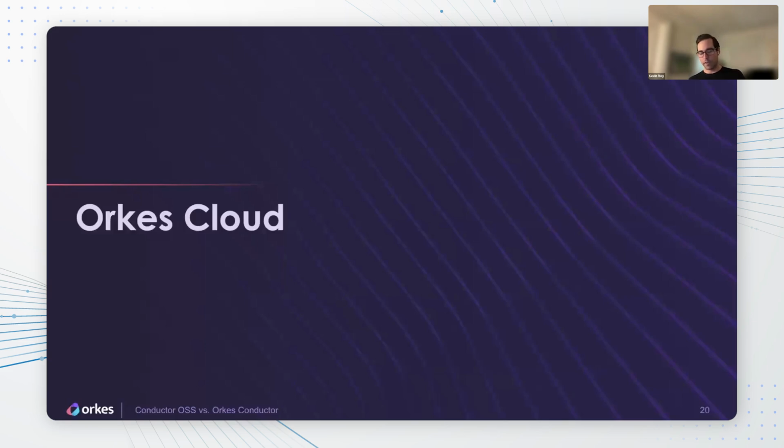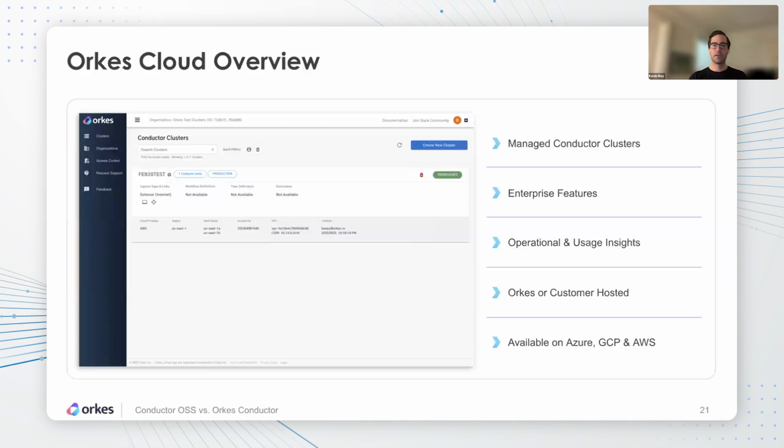So let's segue a little bit into Orkes Cloud. We're still in this key differences section. Orkes Cloud is the way that Orkes Conductor is delivered as a managed service, as opposed to Conductor OSS, which has to be self-hosted. Orkes Cloud has managed Conductor clusters, additional enterprise features, and operational usage insights. It can be Orkes hosted or customer hosted. It can also be available on your cloud provider of choice. We can provide it on Azure, GCP, or AWS.